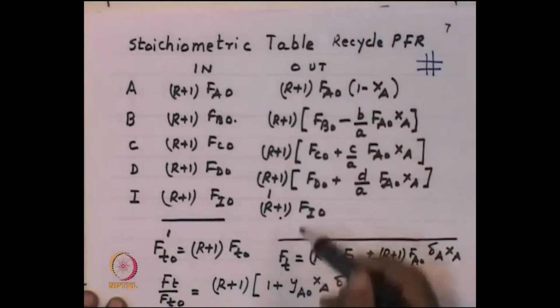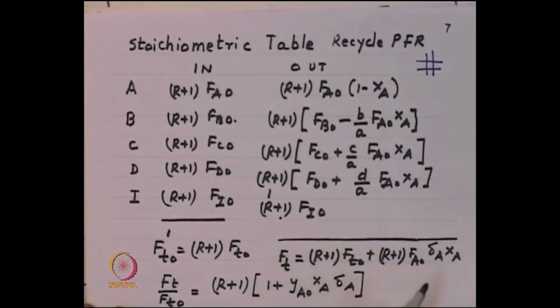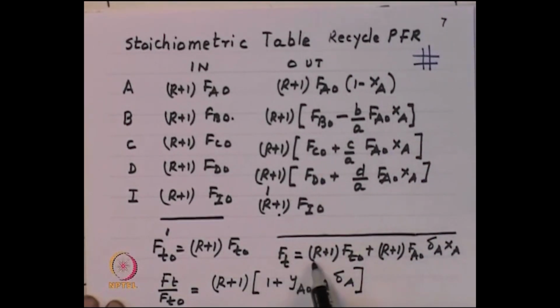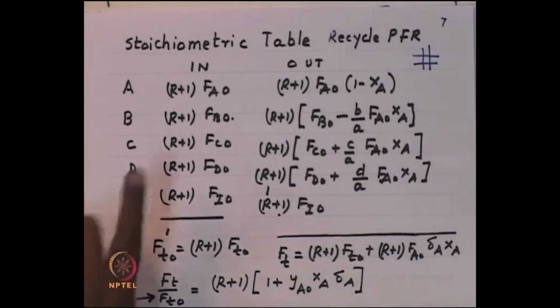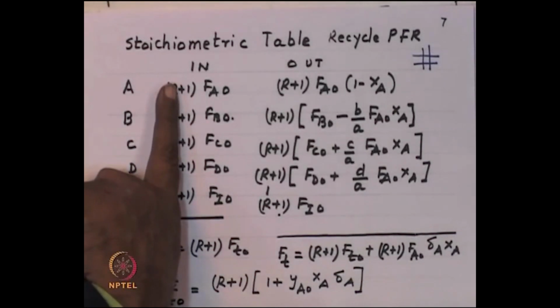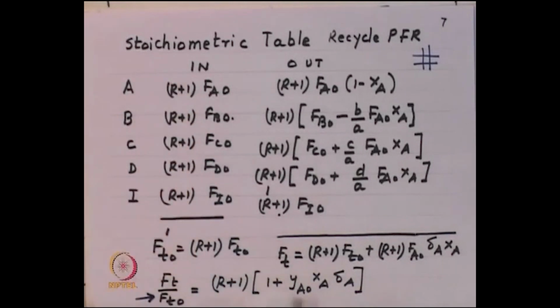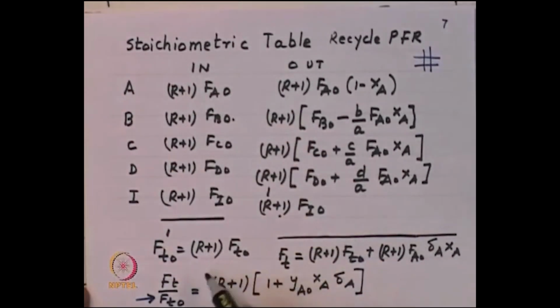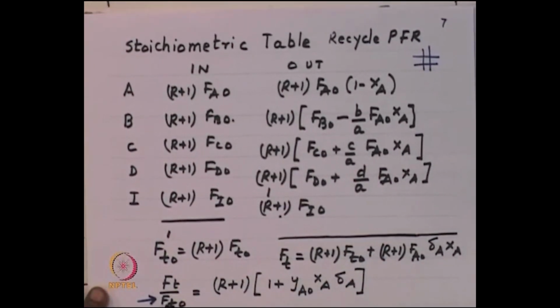So, when you add up all this, the total moles of components at any position is R plus 1 F T 0 plus R plus 1 F A 0 delta times X A, or in other words, you find F T by F T 0. Notice here, what is this F T 0? F T 0 is actually what is entering outside the loop. Okay. F T 0 is what is entering outside the loop. You can see the way I have formulated it. F T 0 is what is entering outside the loop. F T is what is inside the loop.